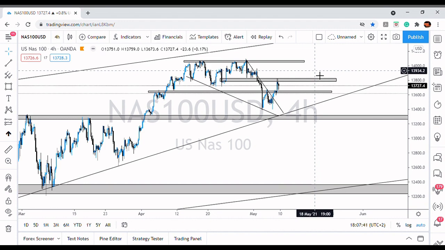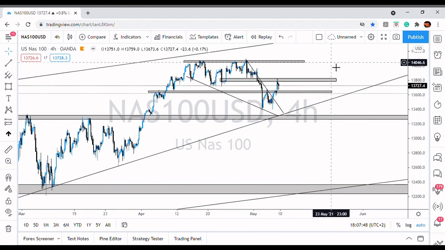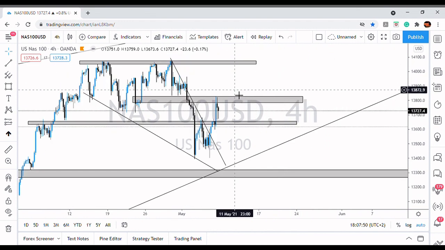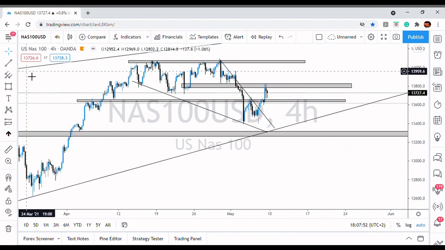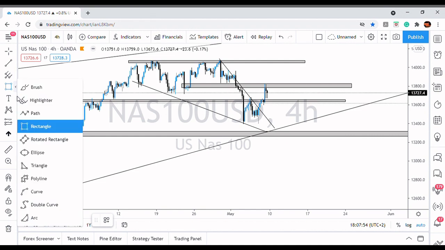But obviously Nasdaq has more tech companies, so sometimes it does its own thing. It can crash alone or it can shoot alone. So let's see how it plays. If it closes above, like I'm saying, let me show you what I'm saying.